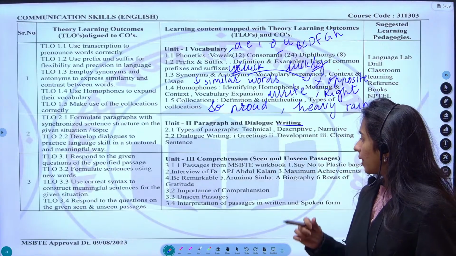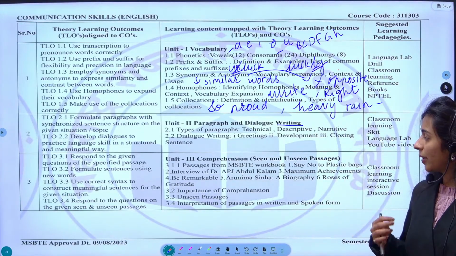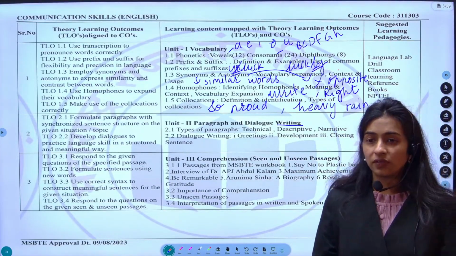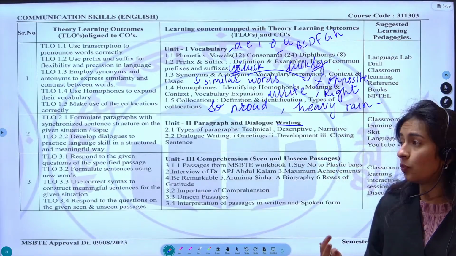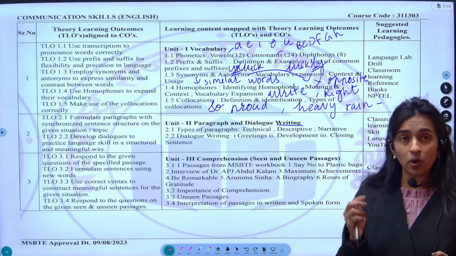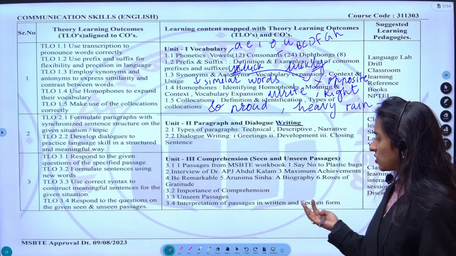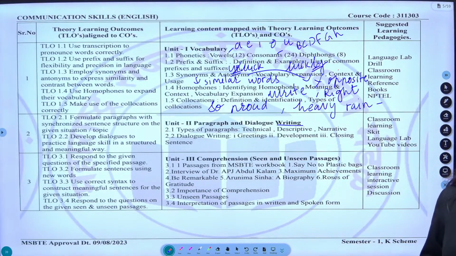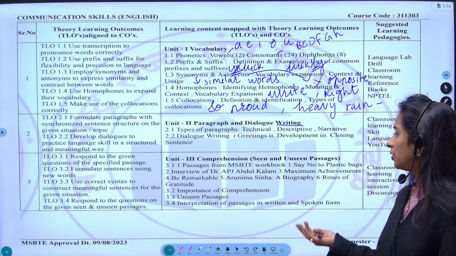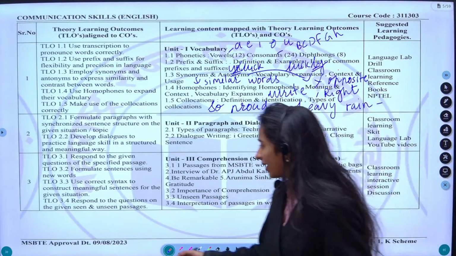3.2 is importance of comprehension. Why it is really important to make sure that you are comprehending well, because in any conversation you comprehend many things, you perceive a lot of things, and comprehending correct things is really, really important. And then there is the unseen passage, interpretation of passages in written and spoken form. So this is your Unit 3. It's all about passages, seen and unseen, where you are going to read the passage and answer the questions, which you have been doing for so long, I guess.